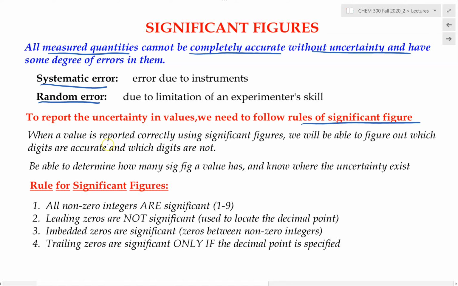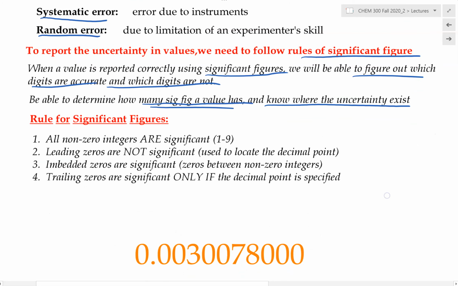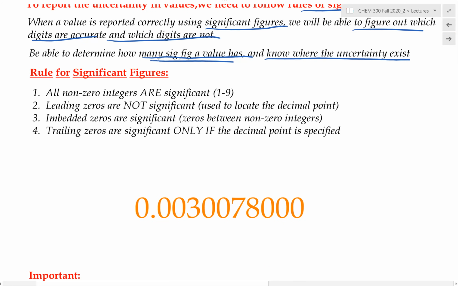When a value is reported correctly using significant figures, we'll be able to figure out which digits are accurate and which digits are not in a measurement. We'll also be able to determine how many significant figures a value has and know where the uncertainty exists. So here are the rules for significant figures. When we take a look at a number, we need to be able to determine how many significant figures it has and where the uncertainty exists in those values using these rules.